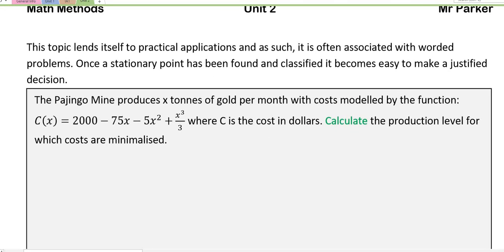Right. So Pajingo Mine produces x tons of gold per month, with costs modeled by the function cost of x is 2000 minus 75x minus 5x squared plus x cubed on 3, where C is the cost in dollars, and obviously x is the tons of gold they get per month.